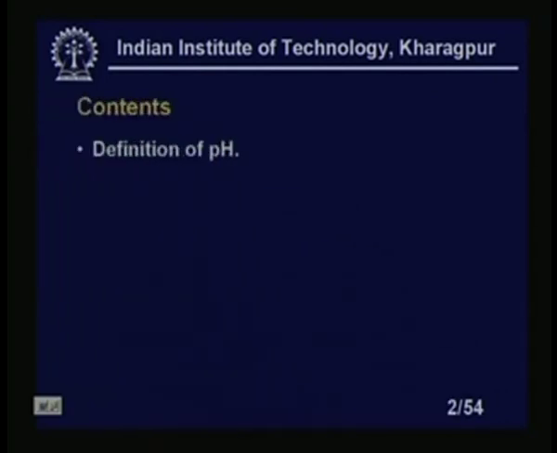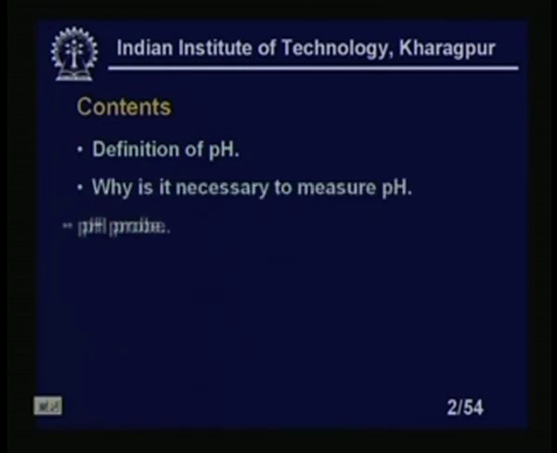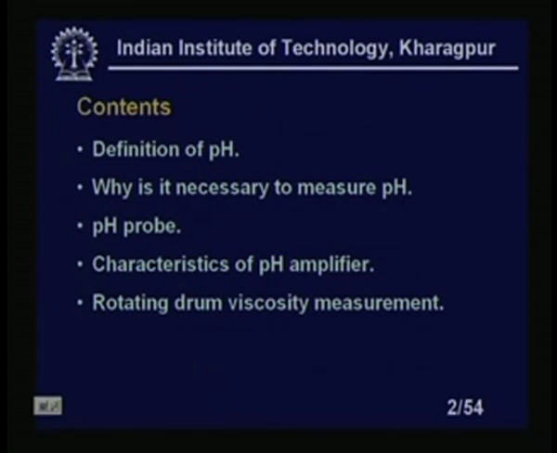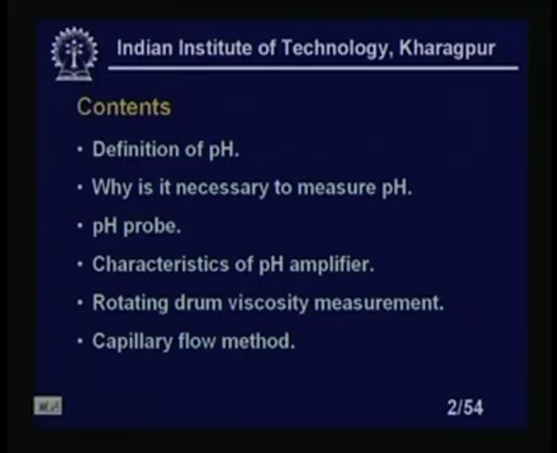The contents are the definition of pH, why it is necessary to measure pH, the pH probe, and characteristics of the pH amplifier. Now, viscosity measurements: basically we will discuss two types of viscosity measurement. One is the capillary method and another is the rotating drum method, and some industrial viscosity meter or viscosimeter. In industry it is called the viscosimeter. So, rotating drum viscosity measurements, then we will discuss the capillary flow method. We will also discuss the industrial viscosimeter, which is called the Saybolt viscosimeter.